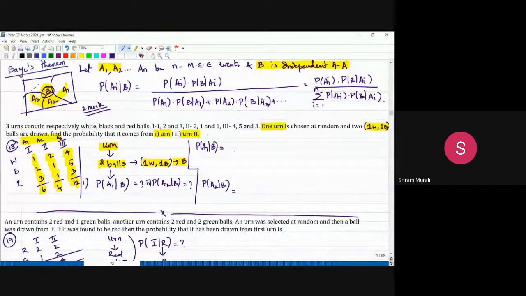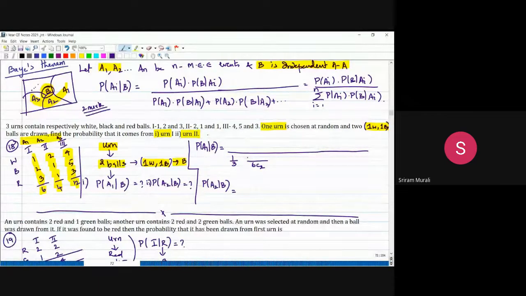What is the total probability? There are 3 boxes. What is the chance of getting box 1? 1 by 3. In box 1, how many balls are there? 6. How many balls are you taking? 2. What balls are you taking? 1 white and 1 black in box 1. Not only in box 1, but box 2 and box 3. In all the cases, we are doing this. First, compute the total probability.